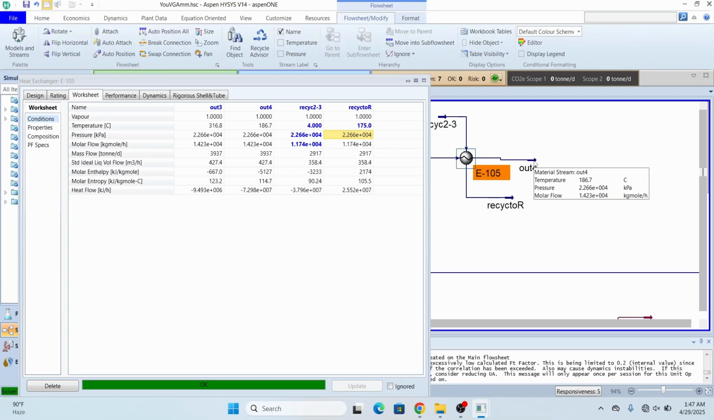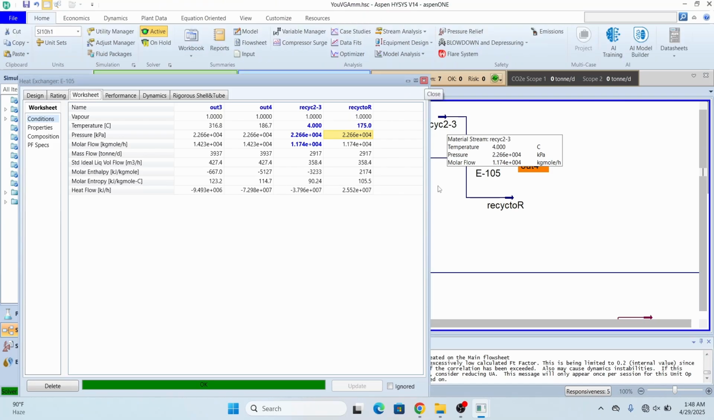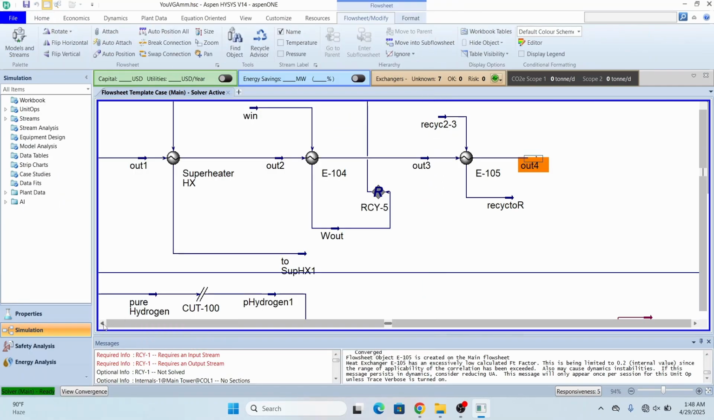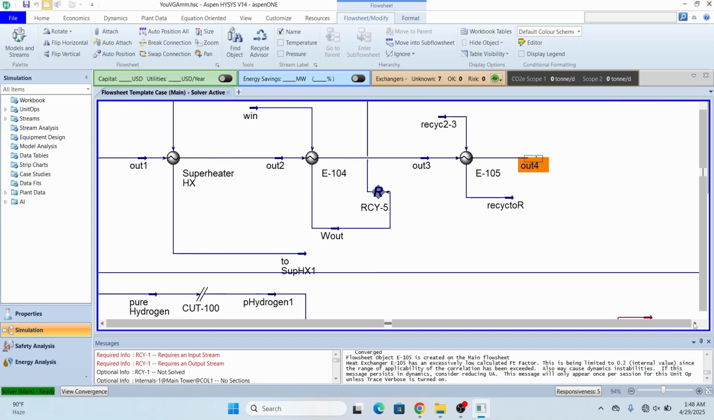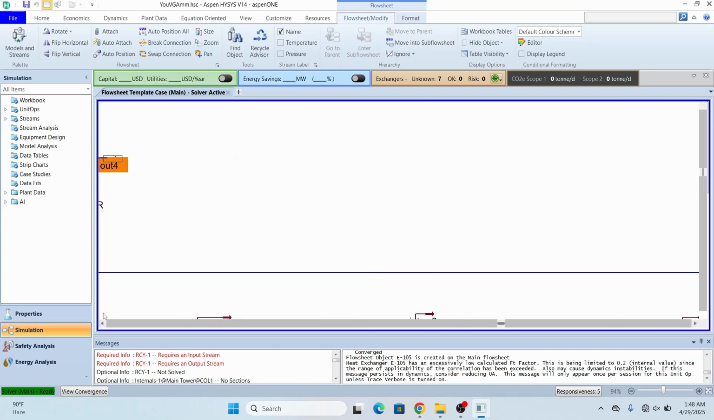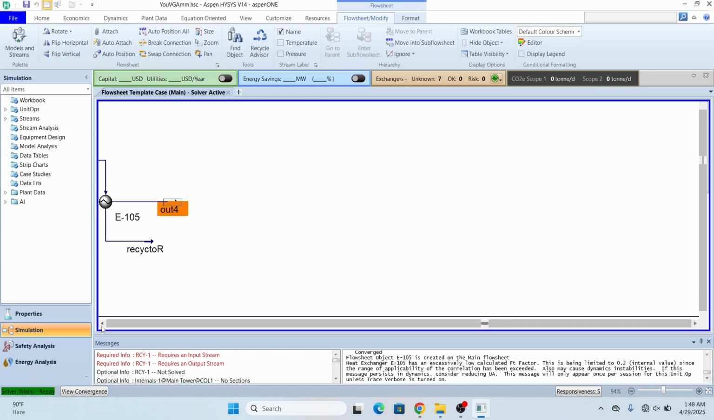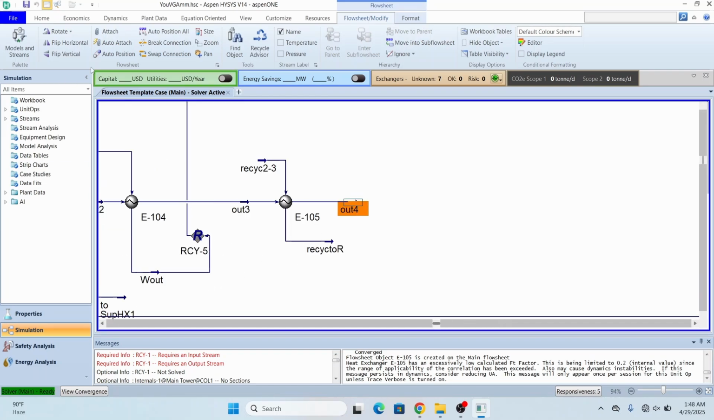So now you can see that the outlet gases coming out of the reactor do not have enough energy to increase the temperature back to 175 degrees. So what we will do is increase the temperature here with the heater that I had. We will see what we will be doing here. Again, I will place a recycle block over here.